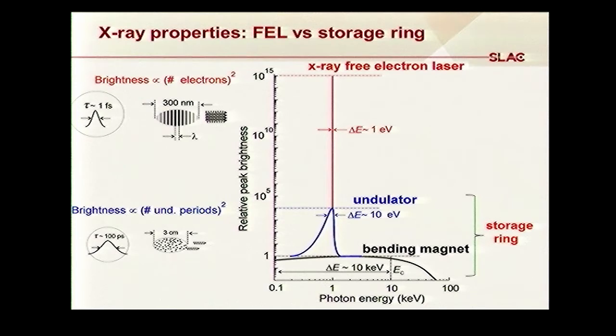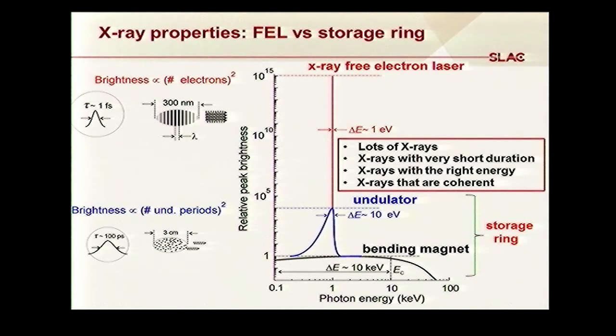And the third thing is something called seeding, which I'll come back to: the energy bandwidth of the free electron laser is narrow compared to a storage ring. The typical storage ring out of an undulator has a bandwidth of about 100 electron volts. In an FEL, you can get down to 1 electron volt or less. So if you remember, an FEL gives you lots of X-rays. It comes in very short time, on the order of femtoseconds, and it gives you the energy you want. There's no waste. You want to do an experiment with one energy, all the X-rays are in the bandwidth you want. And one other thing is the X-rays are coherent, which means all the photons are actually in phase. I'll come back to that. So these are the properties of a free electron laser.